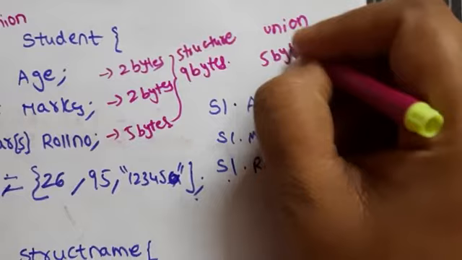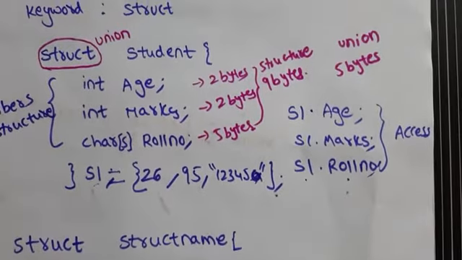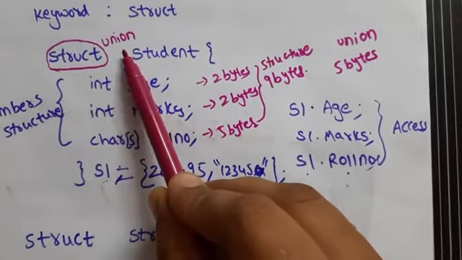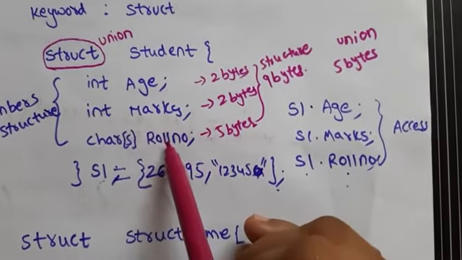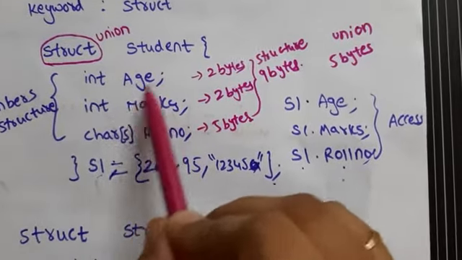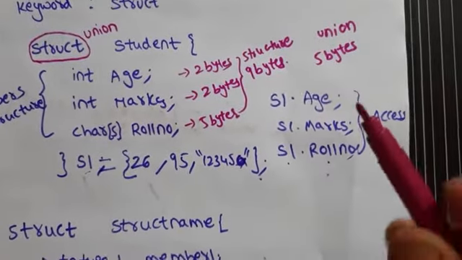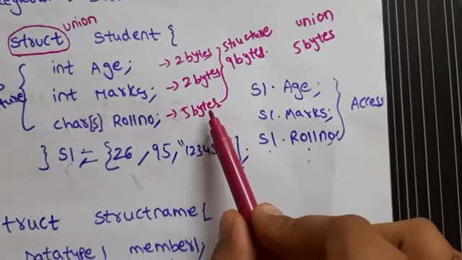The maximum size among all of these, that is what is taken. That is the second difference. The first difference is that the struct keyword is replaced with union, and the memory occupied will be the maximum size of the variables, whereas structure is the summation of all the sizes, that is 9 bytes. For union it is 5 bytes. That is the second difference. The first difference is the union keyword, the second difference is the memory size.